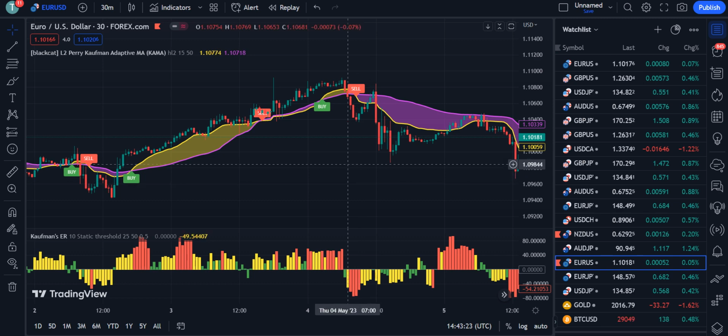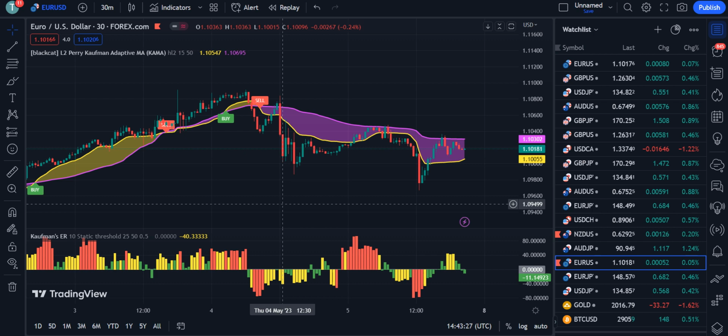So now I will be telling you when to take the entry into the market for the buy and when to take the entry into the market for the sell. Let's suppose the Perry Kaufman Adaptive MA indicator is giving you the sell signal. There are 3 things that you have to look at. The first thing is that you must receive a sell signal from the Kaufman Adaptive MA indicator.